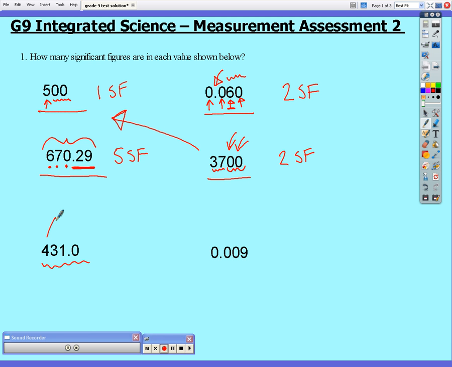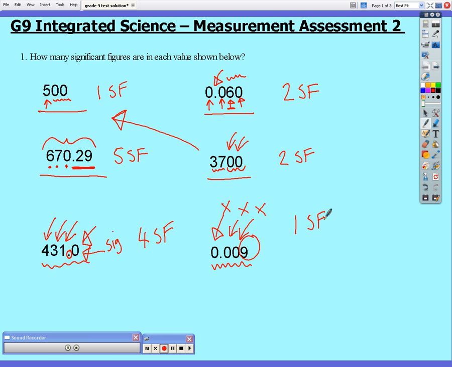431.0 has 1, 2, 3 significant figures, but then it's followed by a decimal point, which is then followed by a 0. So we've got a 0 following a decimal point, following a significant digit, so that also becomes significant. So in total we have 4 significant figures. 0.009, well, zeros which do not follow non-zero digits are never significant. So that is not, that is not, that is not, but this is our only significant figure. So we just have one significant figure.